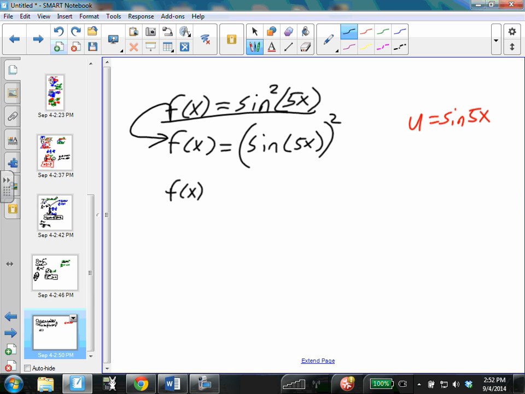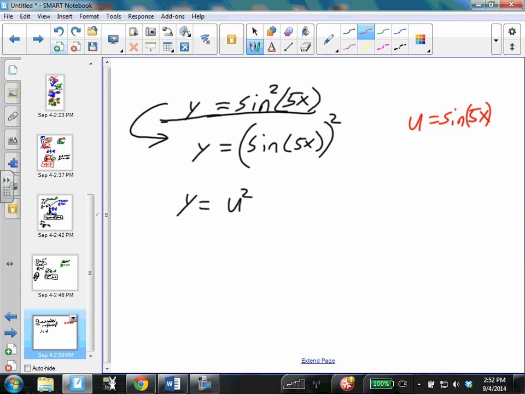So f of x, and actually let me use y's instead of f of x. It's going to make a little demonstration I'm going to do in a minute easier. So y will be equal to u squared. But now let me draw your attention to my u. What do you notice about my u now? Very good. It's a function inside of a function, because now the 5x function is inside of the sine. So in order to take the derivative of u, what am I going to have to use? A chain rule. I need to pick a u for my u function. It just makes a chain.